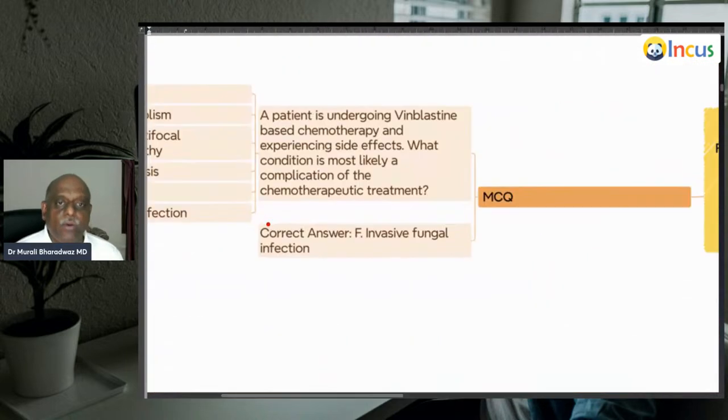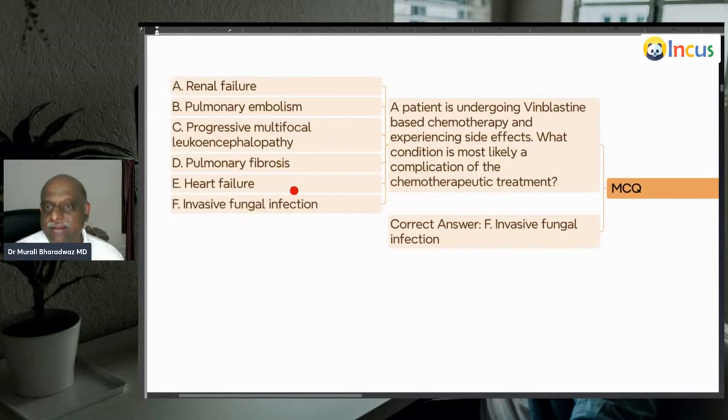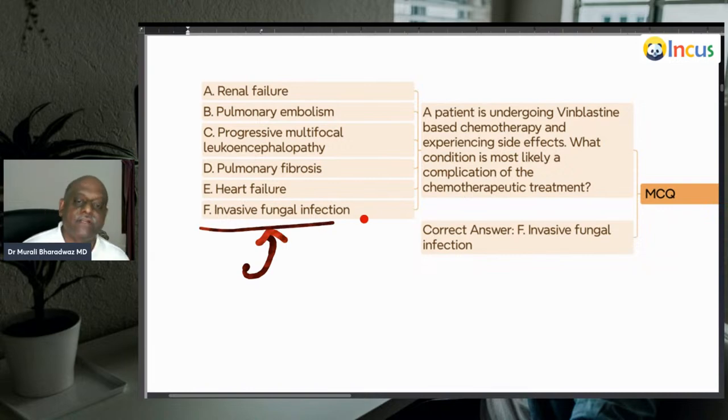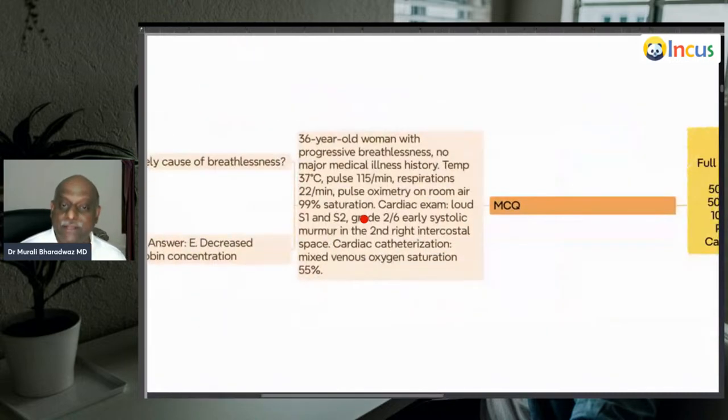A patient is undergoing vinblastine-based chemotherapy expressing side effect. Vinblastine leads to myelosuppression, bone marrow suppression. Bone marrow suppression leads to development of leukopenia. Leukopenia leads to invasive fungal infection is what you need to remember.